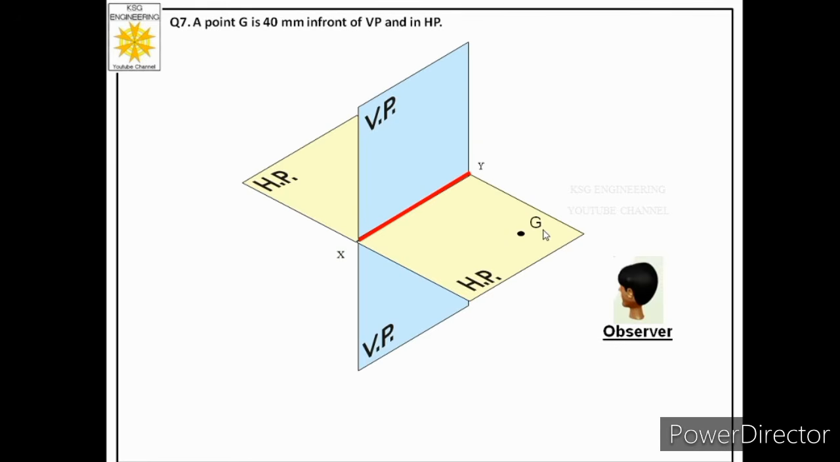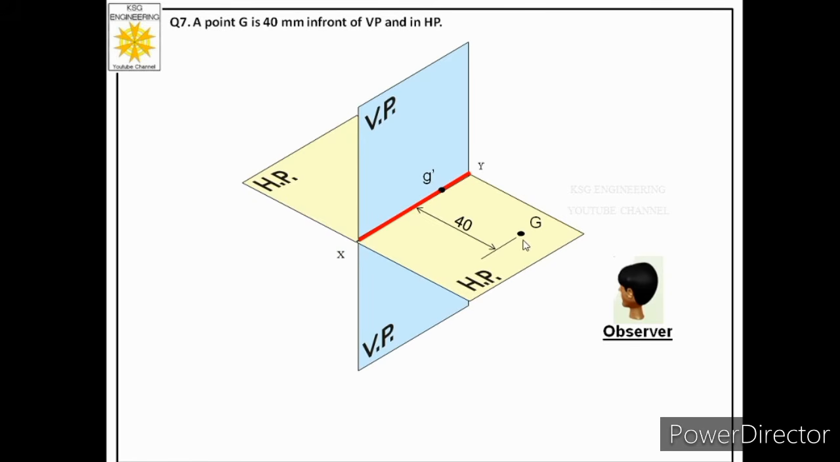Okay, now let us show the position of the point. So name of the point is capital G and it is shown in HP and it is 40 mm in front of VP. It was mentioned in the question. Now in this case, if we have to draw its front view, then what will happen? Ray of sight from the eyes of observer will go through the plane and it will strike the point and it will project the view of the point onto reference line. So that view will be the front view of the point. And remember, if the point is in HP, then front view of that point will lie on the reference line.